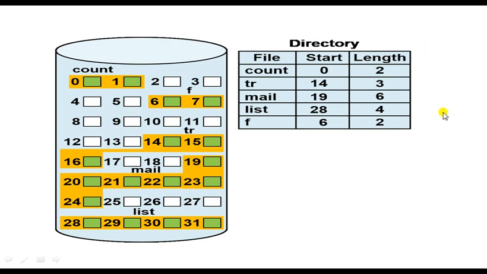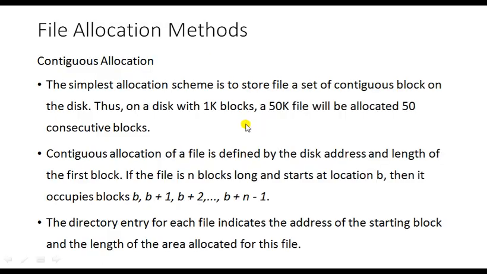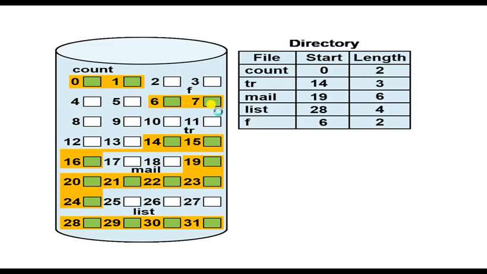By using this directory structure, the operating system easily traverses the blocks, because the operating system knows the starting block and the length of the blocks it occupies. So it easily accesses the content. Okay, so that is about the contiguous allocation scheme or method.